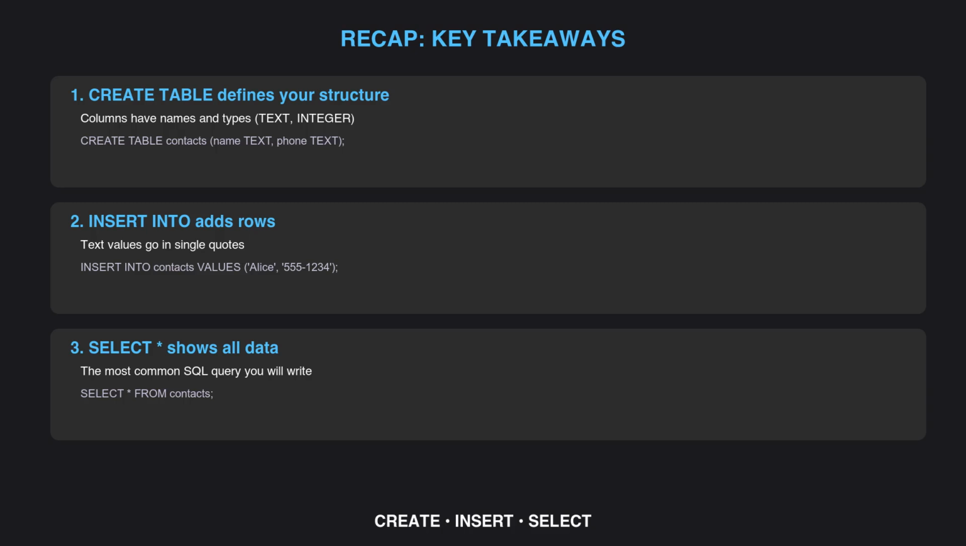Recap. 3 key takeaways. First, CREATE TABLE defines columns with types like text and integer. Second, INSERT INTO adds rows. Values go in single quotes. Third, SELECT star shows all data. This is the most common query.